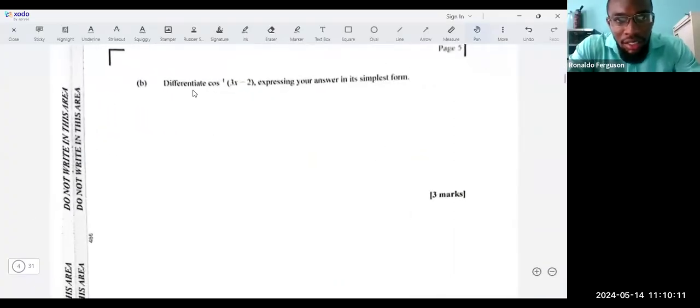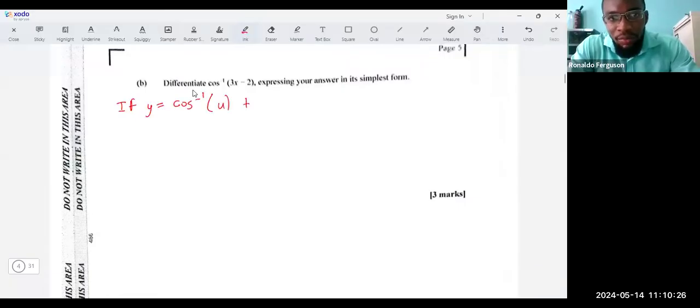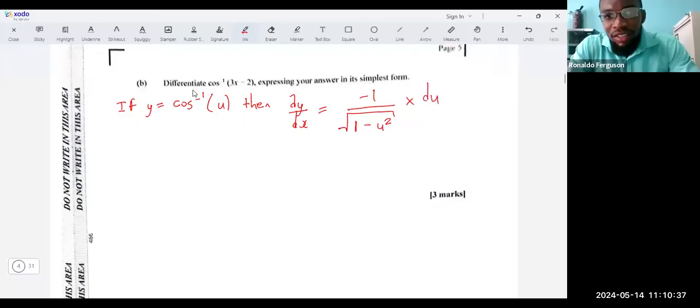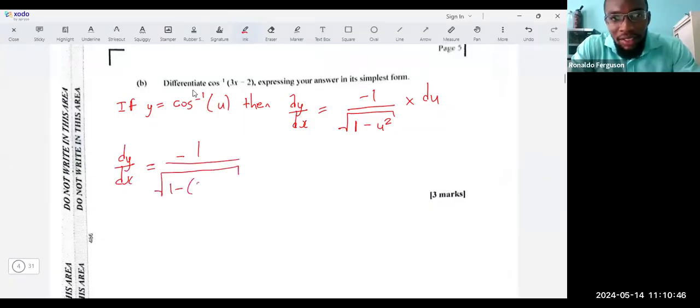Differentiate cos inverse of 3x minus 2. All right. So remember, how do we differentiate cos inverse? So if y is equal to cos inverse of u, then dy over dx is equal to minus 1 over the square root of 1 minus u squared, multiplied by the derivative of u. So in this case, our dy dx is equal to minus 1 over the square root of 1 minus, in bracket, 3x minus 2 squared, multiplied by the derivative of 3x minus 2, which is 3.